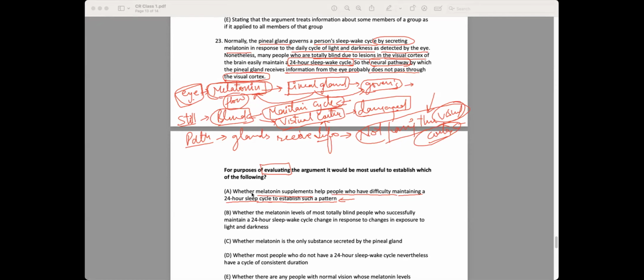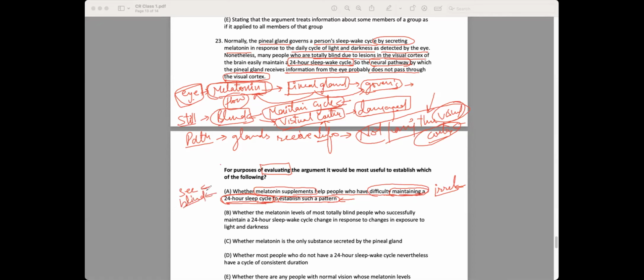So, whether melatonin supplements help people who have difficulty maintaining a 24-hour sleep cycle to establish such a pattern. How do you read this? How do you evaluate this option? If we give melatonin supplements to people who have difficulty maintaining a 24-hour sleep cycle, I would say this option is irrelevant because I don't know anything about those people. I don't know whether they can see or whether they are blind.